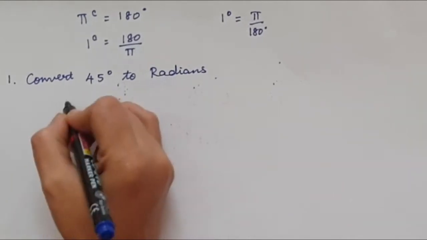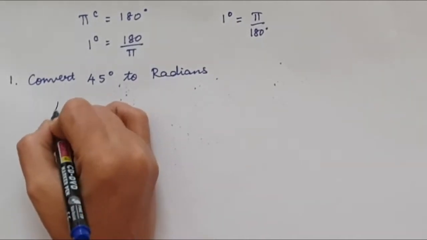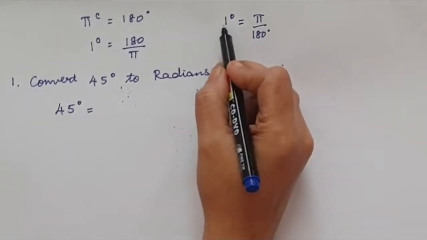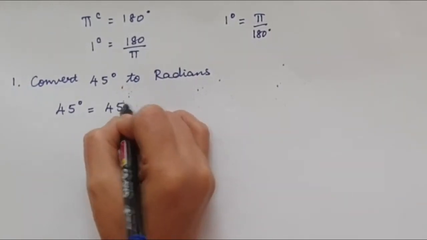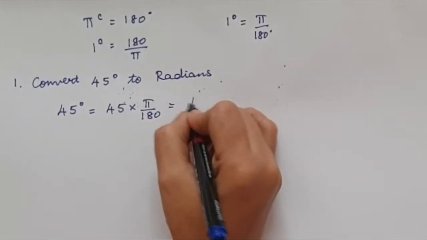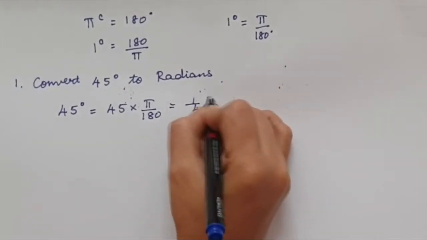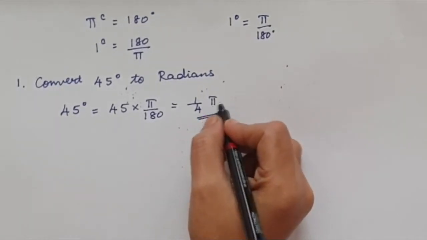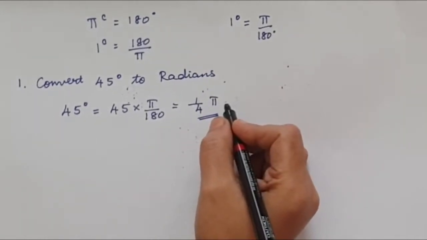So we need to convert into radians. 45 degrees will be equal to, since 1 degree is pi by 180, 45 multiplied by pi by 180. So it will be equal to 1 by 4 pi. Generally, we write our radians in terms of pi, or we can write it in decimals as well.